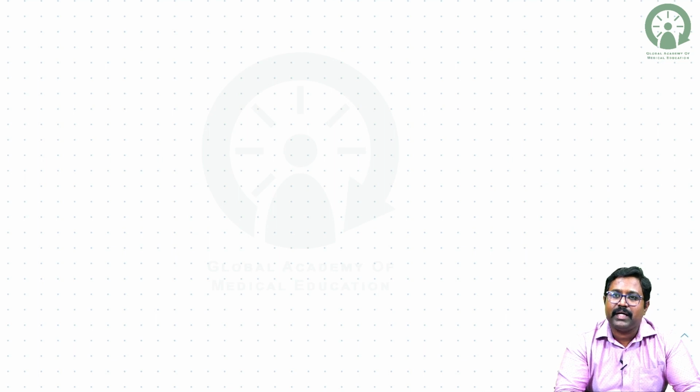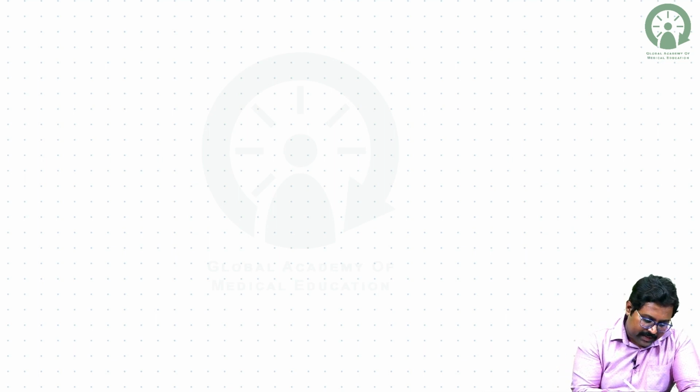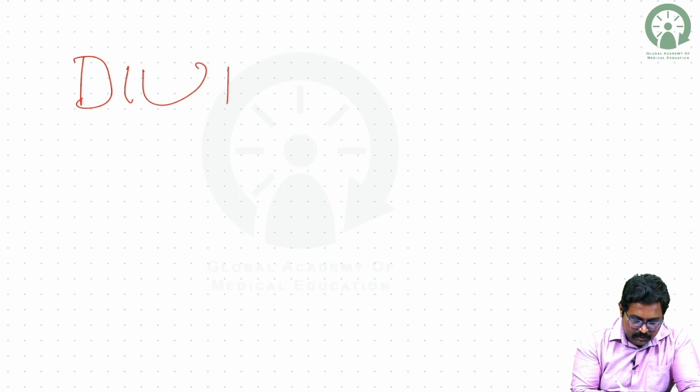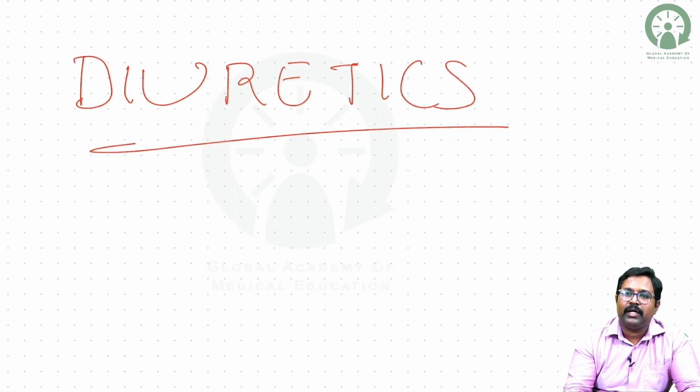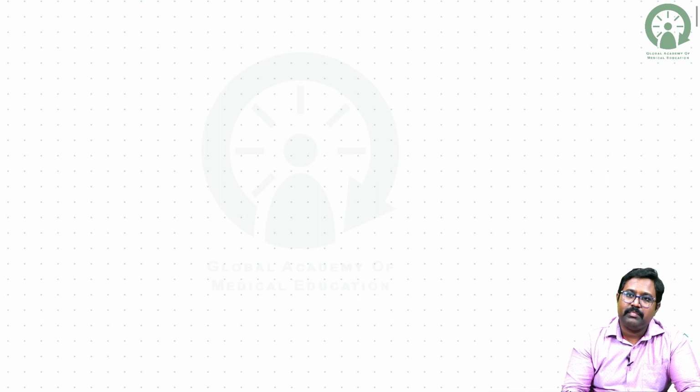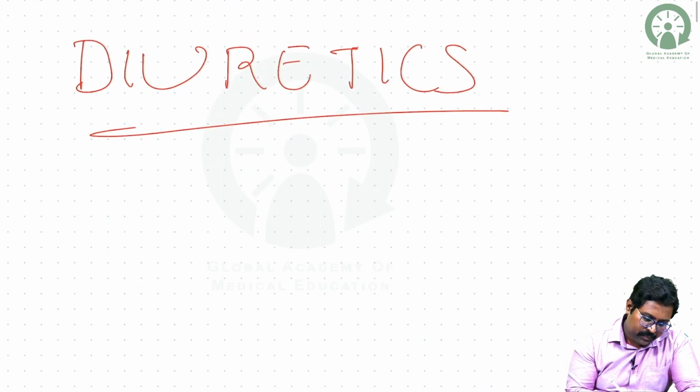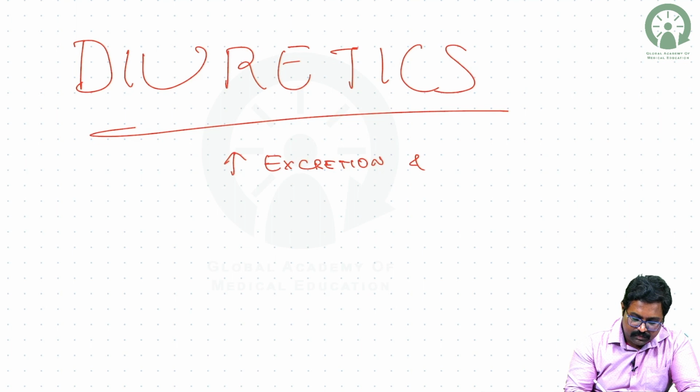Let us see what are the different diuretics which are available, what are the important uses, and what are the adverse effects, etc. So please remember, diuretics are the agents which are going to increase the excretion of water and electrolytes through the urine. So this is the basic definition of diuretics. These are the agents which are going to increase the excretion of water and the electrolytes.